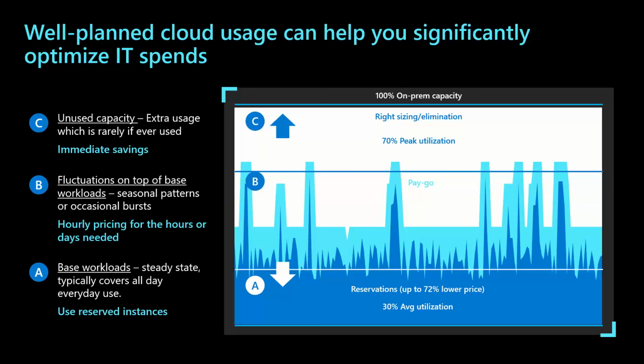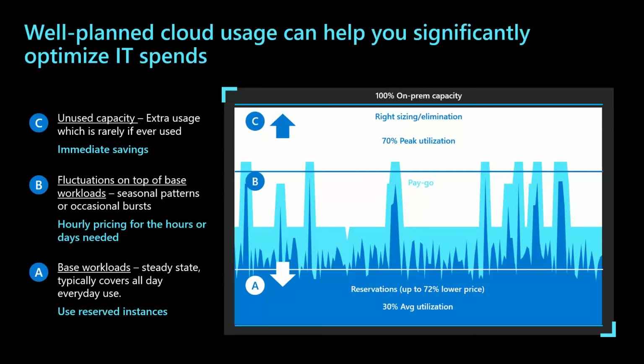But there are three different scenarios here. First of all, going from the top down, C indicates the unused capacity and extra usage, if that's rarely, if ever, used. That provides immediate savings because we're not going to have to design a server and buy one that works at peak demand, even though we rarely hit that.